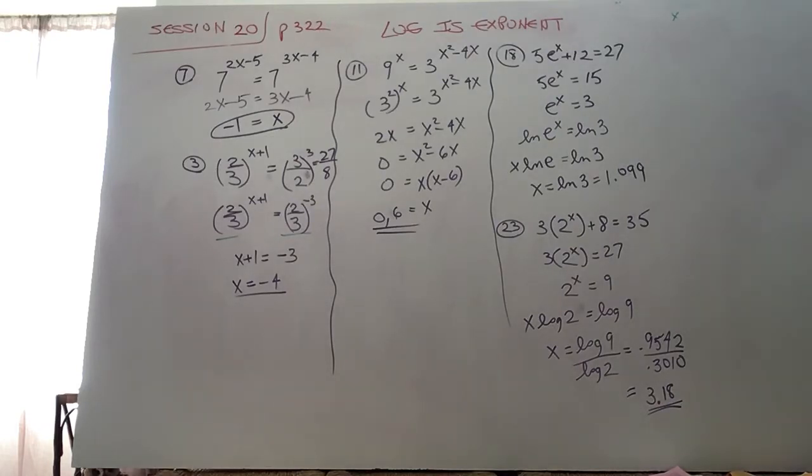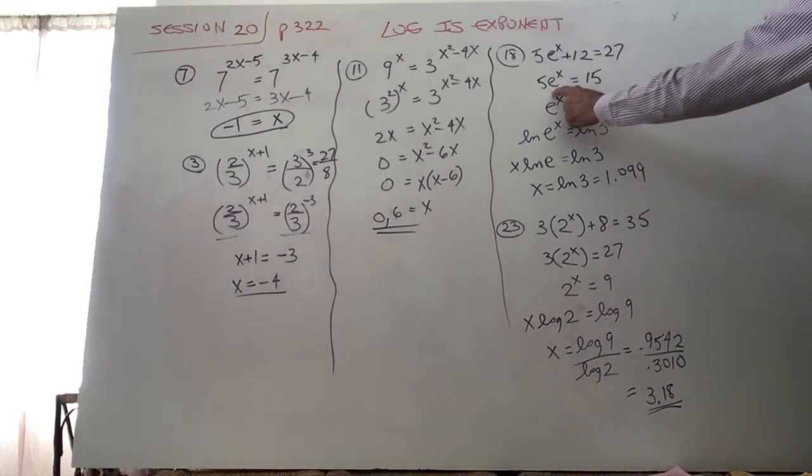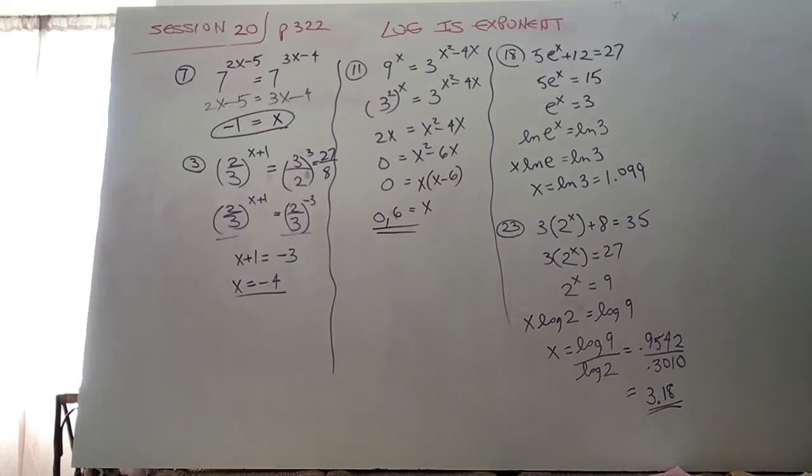Number 18 is not the same at all. Number 18 is a bit different. We're not trying to match bases here. We're trying to solve the equation, and we don't have more than one x as we did back in the other problems. We only have one x we'd like to solve for. And we'll deal with this just as we would any other equation. Maybe subtract 12 from both sides, and be left with 5e to the x equals 15. And then after that, maybe divide by 5. Okay, so we're left with e to the x equals 3.